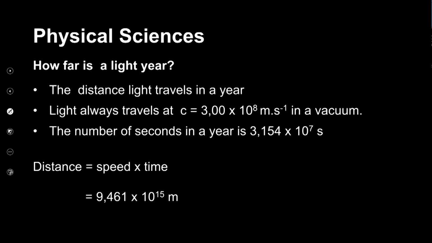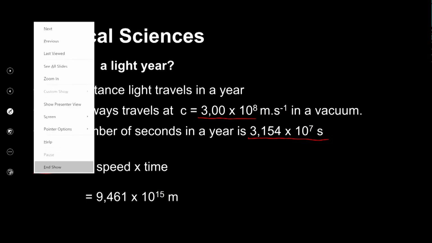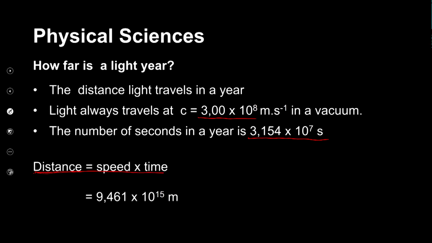So we already know that light travels at 3 times 10 to the power of 8 meters per second in a vacuum. And with a quick bit of math, I was able to determine that there are 3.154 times 10 to the 7 seconds in a single year. Therefore, if we use our formula, but just rearranged from the previous slide, we can get that distance is equal to speed multiplied by time.